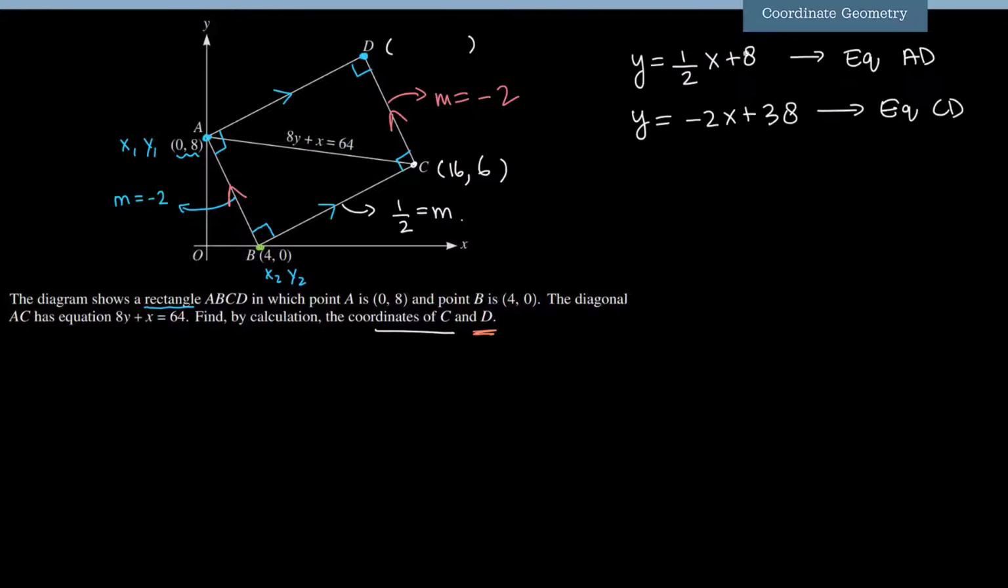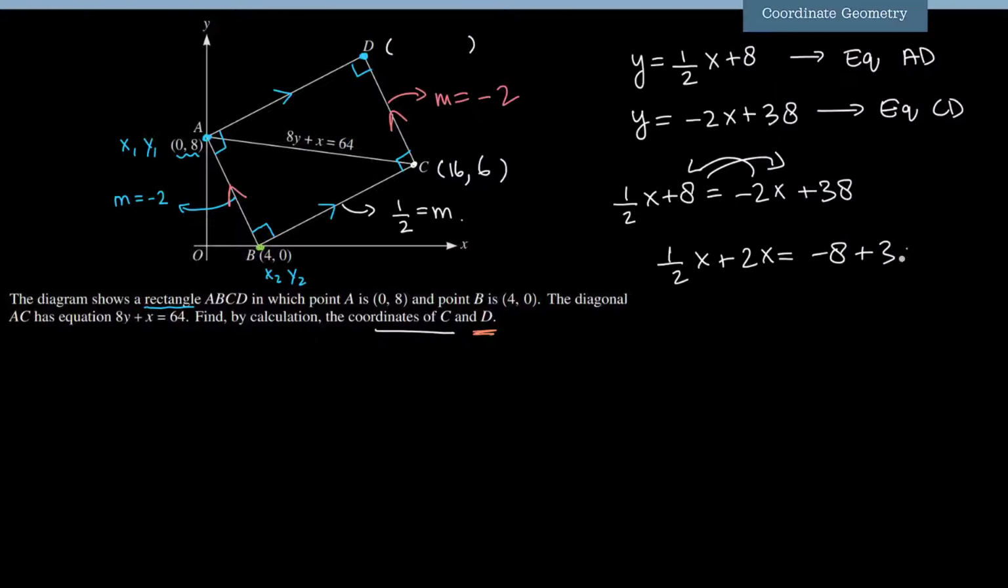Now we're going to solve these two equations simultaneously. Y is already the subject in both of these equations, so substituting y of this equation into this equation would give me 1/2x plus 8 is equal to -2x plus 38. Shifting the terms with x on one side and the terms without x on the other side would give me 1/2x plus 2x is equal to -8 plus 38.